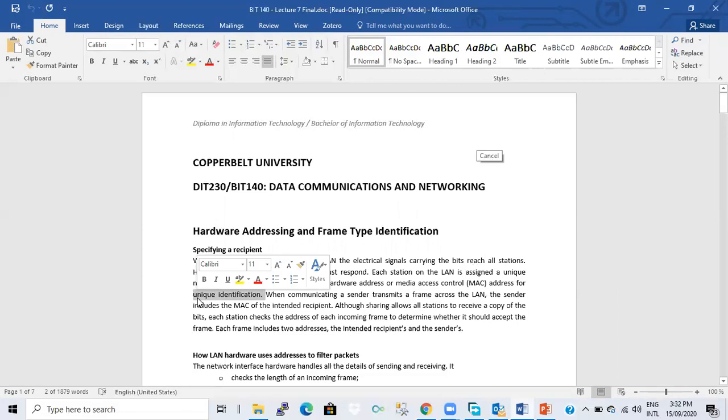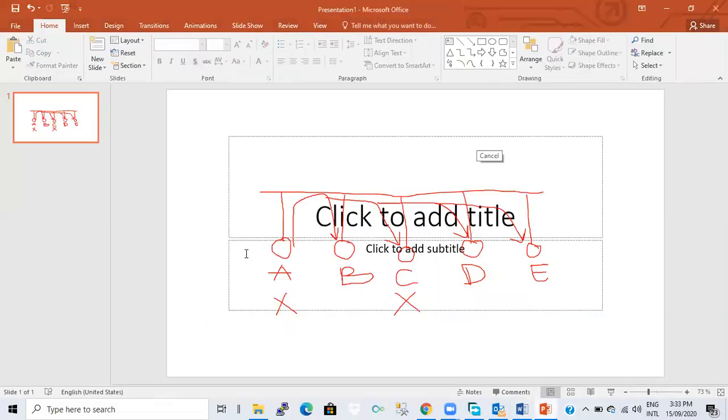So when communicating, a sender transmits a frame across the local area network. The sender includes the media access control address, or the hardware address, or the physical address of the intended recipient. Although sharing allows all stations to receive a copy of these bits, each station checks the address of each incoming frame to determine whether it should accept the frame or drop it. So let's go back to this scenario I drew here.